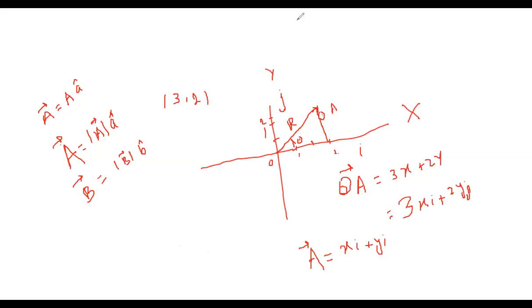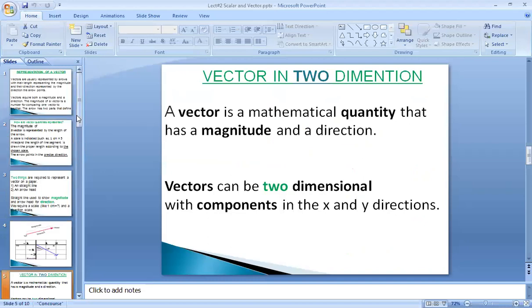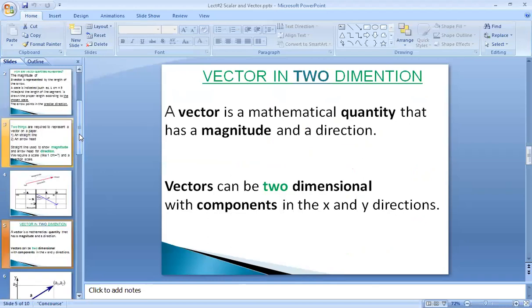So the vector in two dimensions is clear. For a vector in two dimensions you need two ordered pairs, and for a vector in three dimensions you will require three ordered pairs: x, y, and z. And this is the vector.